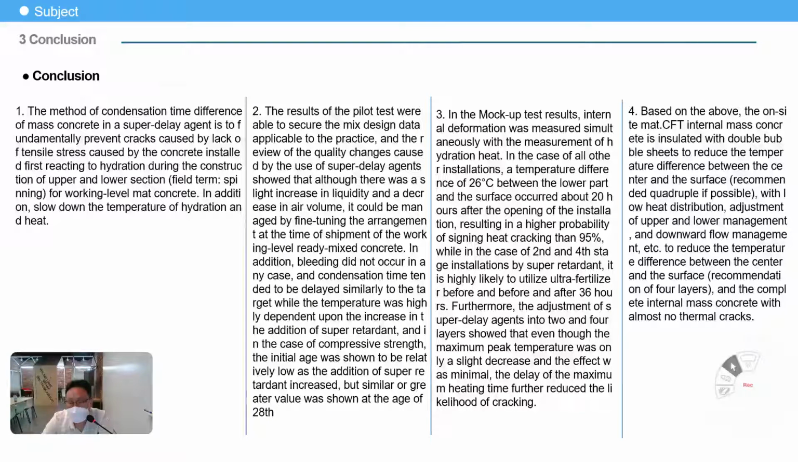4. Based on the above, in the on-site method, the CFT internal mass concrete is insulated with a double bubble sheet to reduce the temperature difference between the center and the surface.